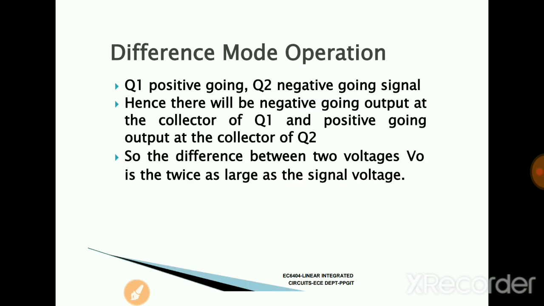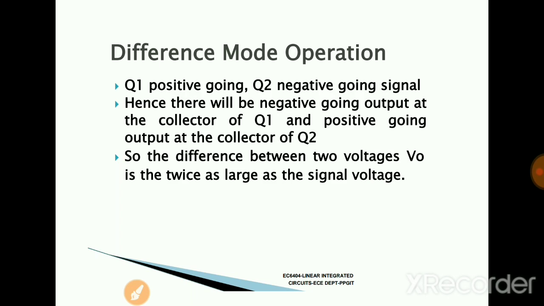So next will be the difference mode operation. In the difference mode operation, the values of V1 and V2 will be different. There will be a slight variation between V1 and V2. Since we have this slight variation between V1 and V2, we get the V0 value, the gain of the differential amplifier will be very large, and the output will be obtained in the proper manner. The difference between the two voltages, V1 minus V2, is V0, and it will be twice as large as the signal voltage.